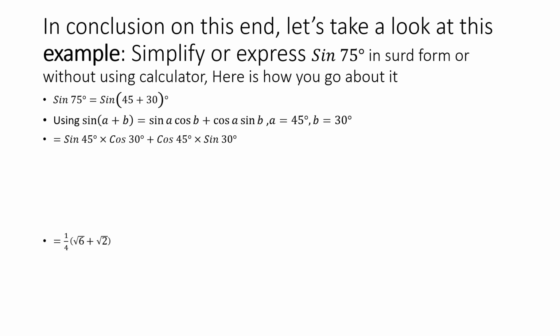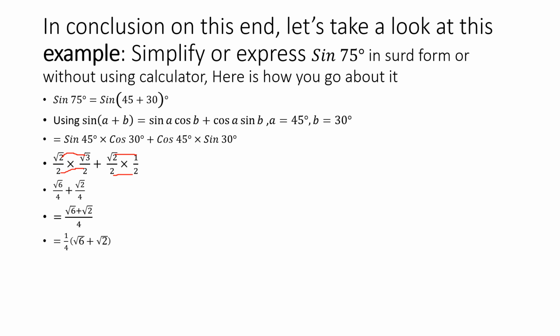Please don't mind the noise. So sine 45 gives us root 2 over 2 times cos 30, which is root 3 over 2, plus cos 45, which gives us root 2 over 2 times 1 over 2. So solving this, root 2 times root 3 gives us root 6, 2 times 2 gives us 4. Root 2 times 1 gives us root 2, 2 times 2 gives us 4. So that's root 6 over 4 plus root 2 over 4. I can express it in a form like this, making the denominator one by finding the LCM: root 6 plus root 2 over 4. So that's just how it is.